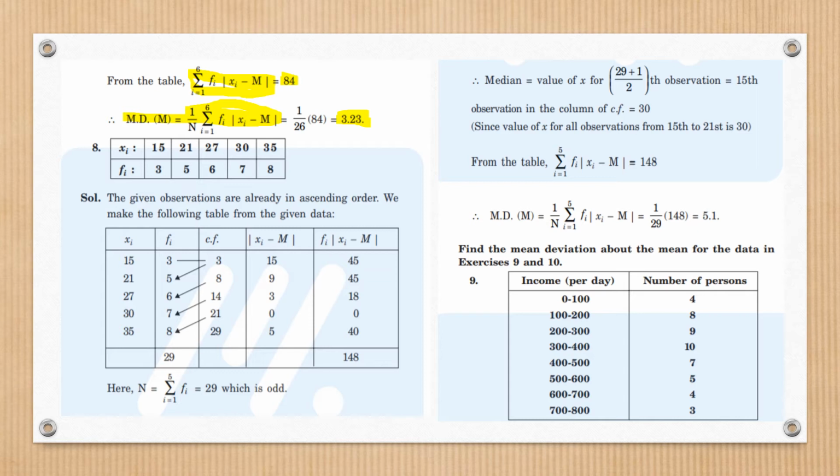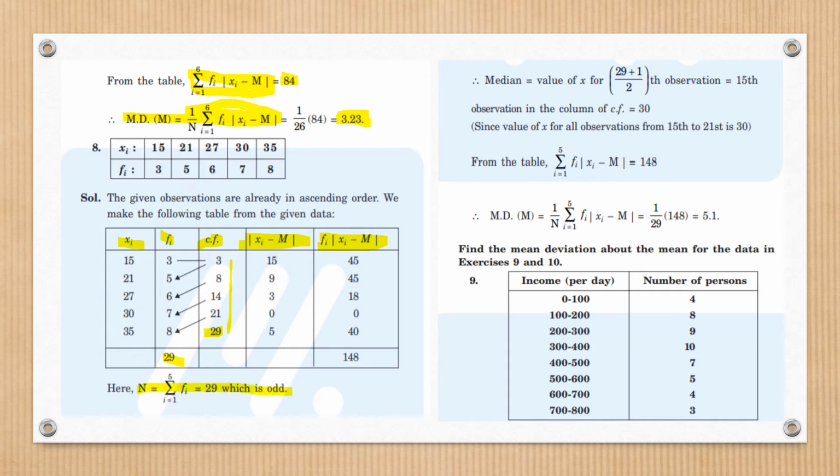Number 8 is again the same. You have to again find the mean deviation about the median. So let us quickly look here. Xi, this is Fi, the cumulative frequency like 3, then 8, then 14, and everything is obtained by adding up, and the last one is 29. This you know very well about the cumulative frequency. Then |Xi minus M|: I have to find firstly the median, and then I have to find the Fi into |Xi minus M|.